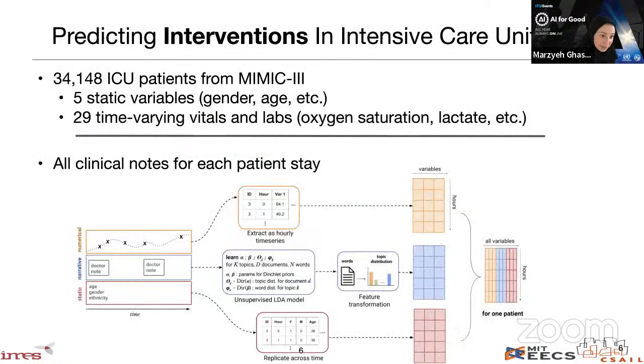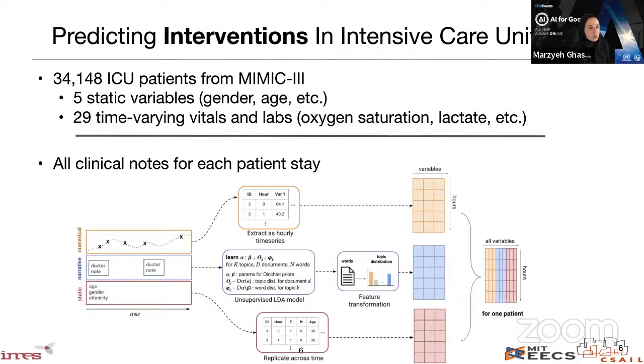And here's one example of something we did. This is a few years ago now. We took 34,000 ICU patients from the MIMIC-3 dataset. That includes static variables, time varying vitals and labs, things like oxygen saturation and lactate levels. And we take all of the clinical notes for each patient in every stay. We pre-process them with a topic model, another kind of machine learning model that turns variable length notes into a vector of numbers representing what your note was mostly about. Maybe one note is mostly about critical care, 70%, and then 30% about oxygenation.